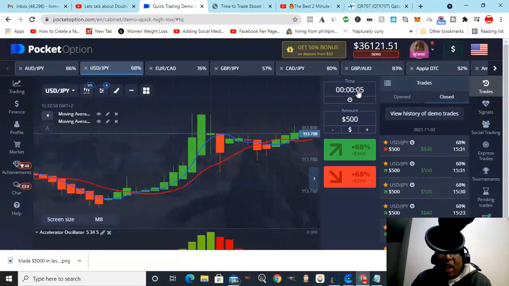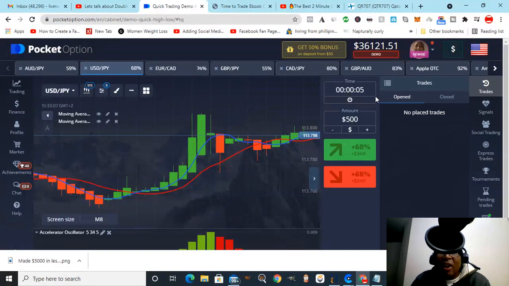In 5 seconds, you can make a lot of money. The quickest money you can ever make online is within 5 seconds. Now, the flip side of the coin is that you can also lose a lot of money if you are not careful. Okay, guys? This is very, very risky. Okay? 5 seconds is such a short period of time.